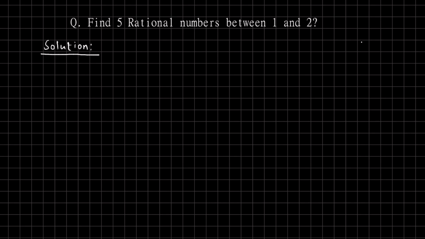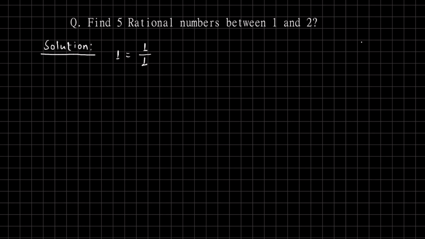Earlier we have seen that if we take the average of two numbers, then the result is halfway between both numbers. So we can take the average 5 times and solve this question. But let's see another method, called the denominator adjustment method, which is quicker than the previous one. In this question we have to find 5 rational numbers. So we can choose a number which is bigger than 5. So let's take 6. We can write our first number 1 as 1 over 1.